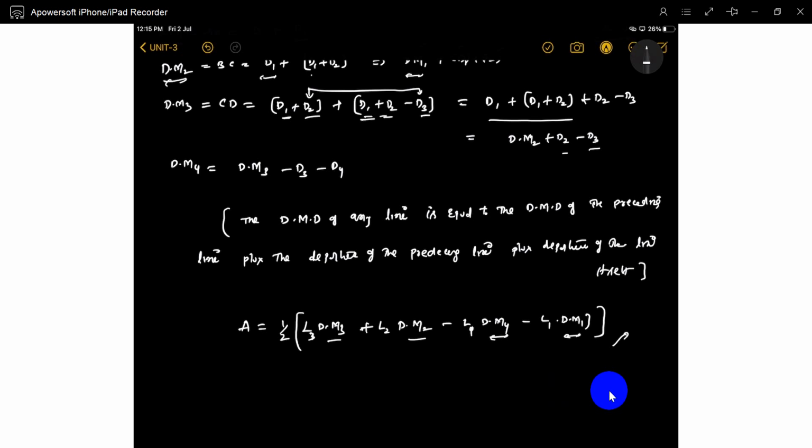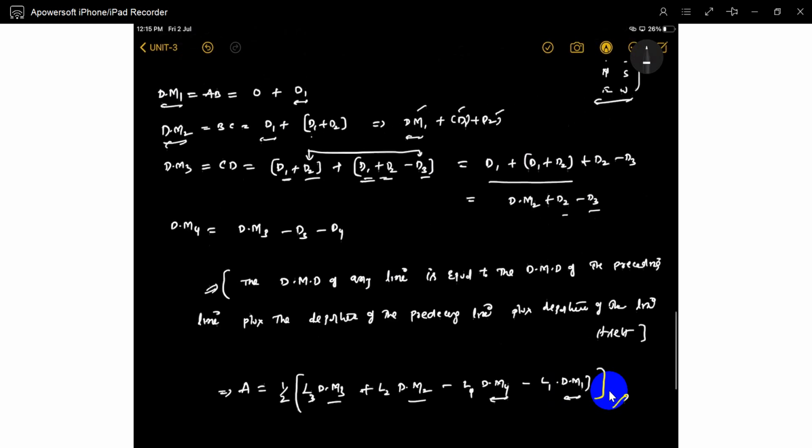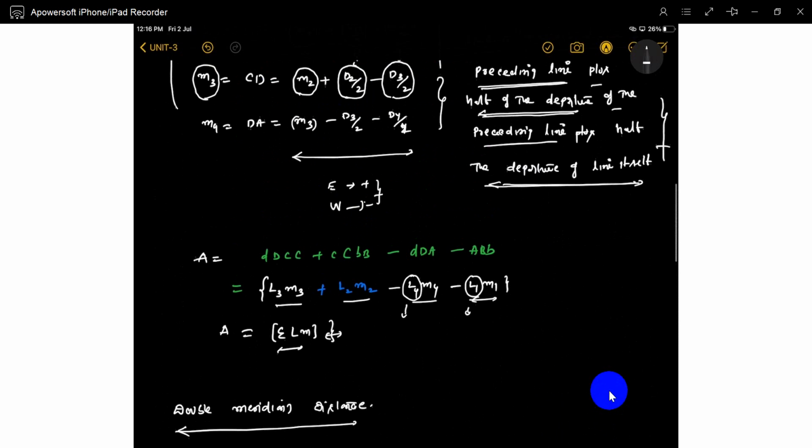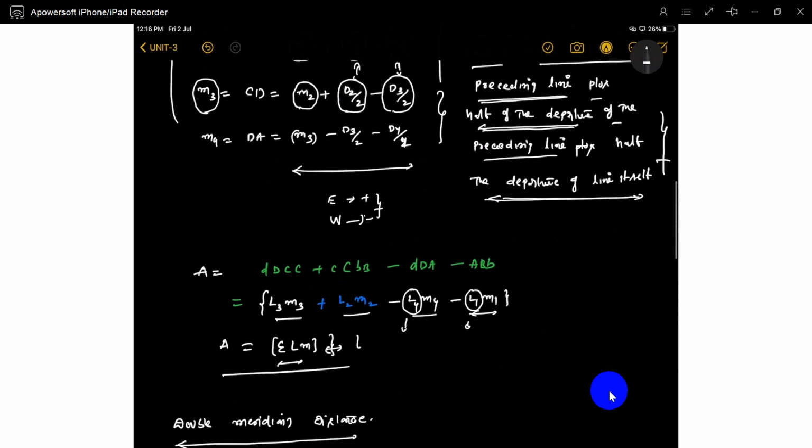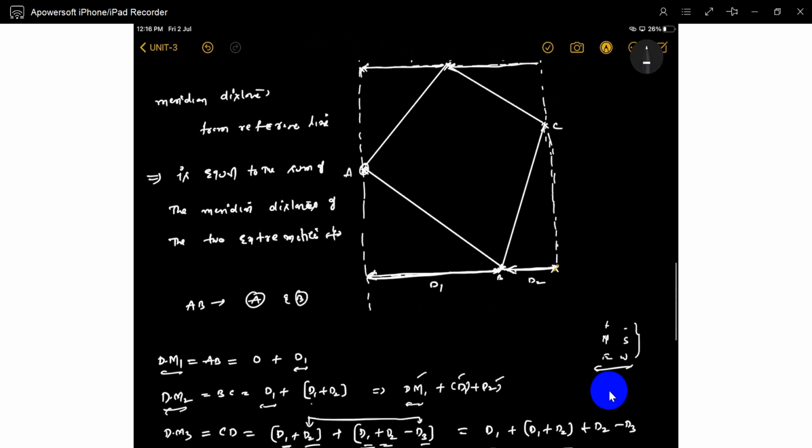If you find the double meridian distance of every line, you get the area from this formula. If you get just the meridian distance of every line, what is that area? You get the area like this. Understood? Already we did the proof, so no need to do it once again.